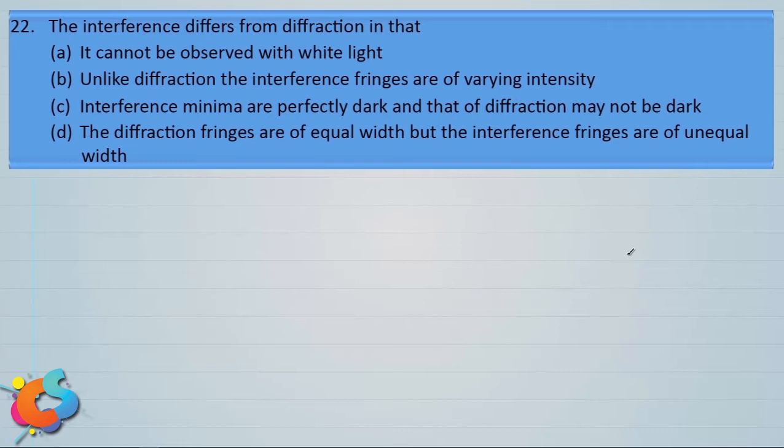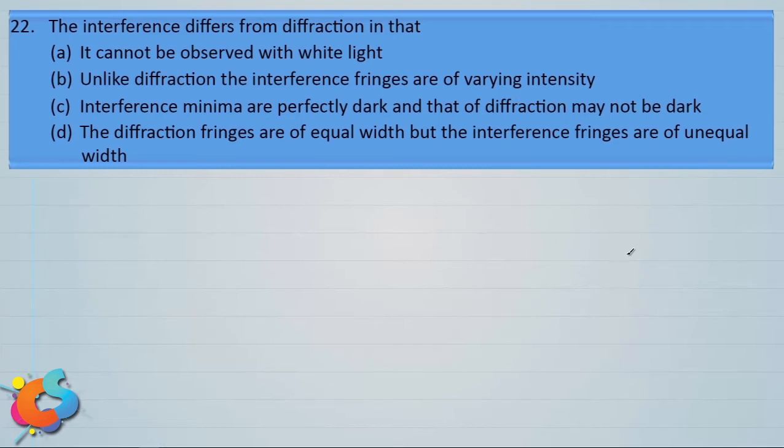Look at C. Interference minima are perfectly dark and that of diffraction may not be dark. This is a correct statement because in an interference experiment you can see dark fringes whose intensity is perfectly zero, whereas in diffraction bands no minimum is completely dark. Therefore C must be the correct answer.